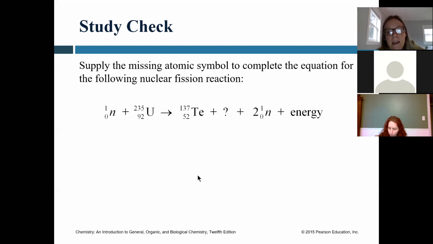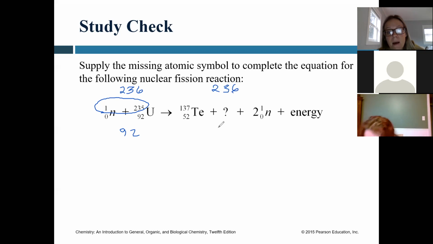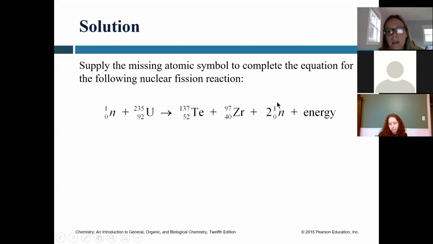Okay, so top values and bottom values need to equal each other. So we need to add both of these together, right? So it's not 235 on the starting side, it's actually 236. The bottom is 92. So that means on this side, everything needs to equal 236 as well, and everything on the bottom needs to equal 92. So we just subtract to get the missing thing. Now, we should have 97 here and 40 on the bottom.